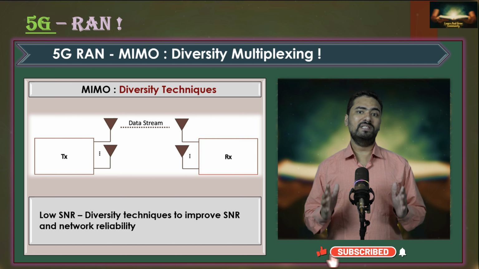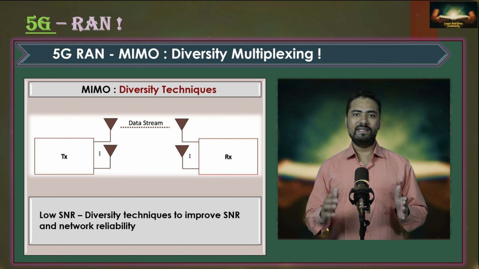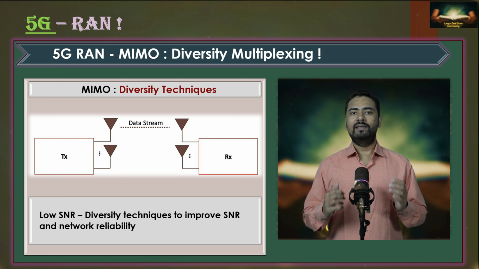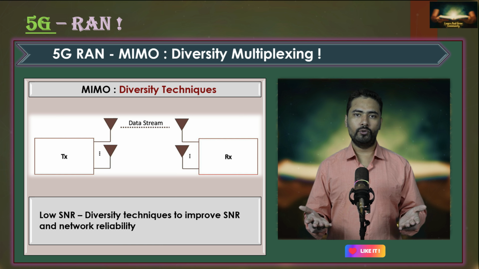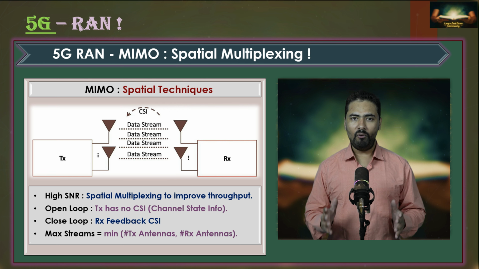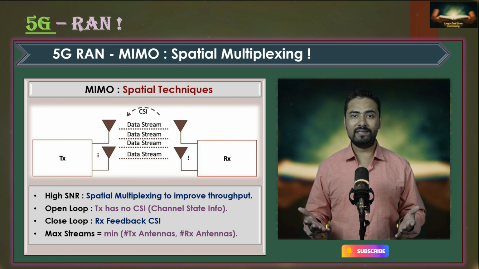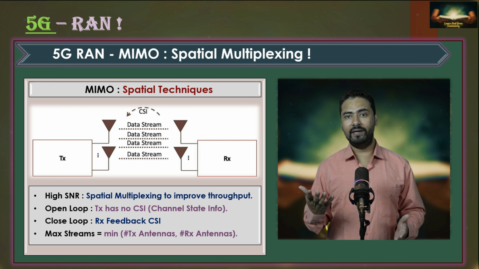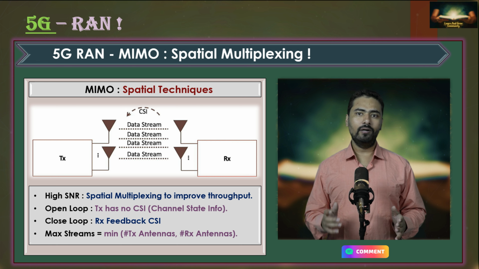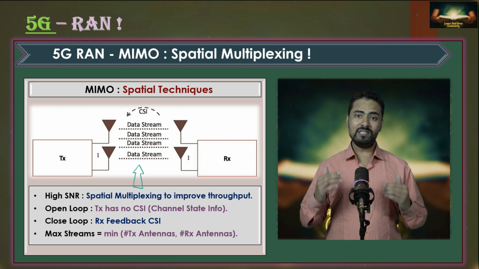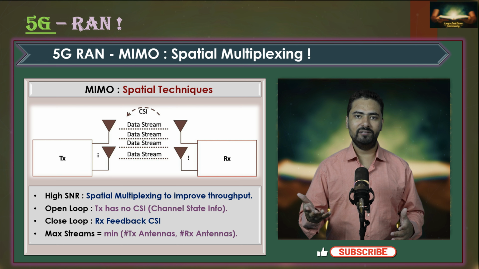Now MIMO offers three main methods to enhance the data transfer rate. First, when signal to noise ratio is low, then the diversity techniques can be applied to improve the signal to noise ratio, just like before. However, if signal to noise ratio is high, then spatial multiplexing can be used to increase the data rates and system throughput. In the spatial multiplexing technique, throughput is improved by transmitting multiple data streams simultaneously over the channel.